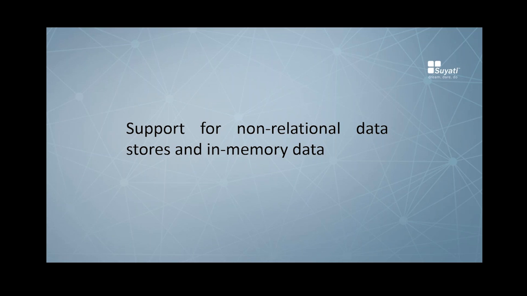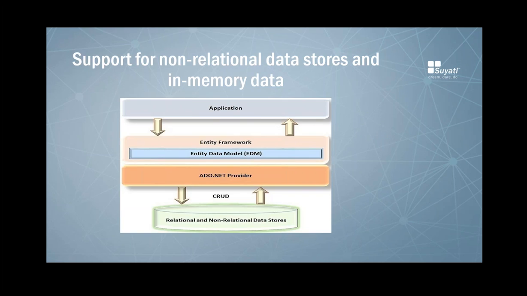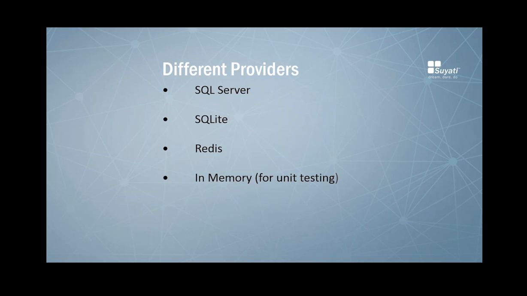Entity Framework 7 now provides support for non-relational databases as well. The support for NoSQL in Entity Framework 7 is great. Interestingly, for querying and updating data in non-relational databases, you can use the same approach you are familiar with. Most of the providers we are using in Entity Framework 7 are SQL Server, SQLite, Redis, and in-memory. The in-memory provider is especially for unit testing with Entity Framework 7.